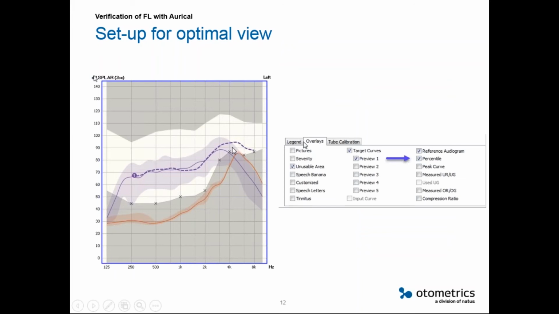Additionally, for optimal view, we need to be able to look at the percentile, or the envelope, of the aided hearing aid response. So in the overlays section for OtoSuite, you'll find a button to turn that on. It's called percentile.